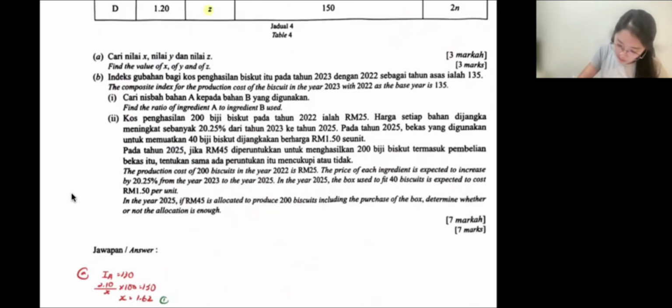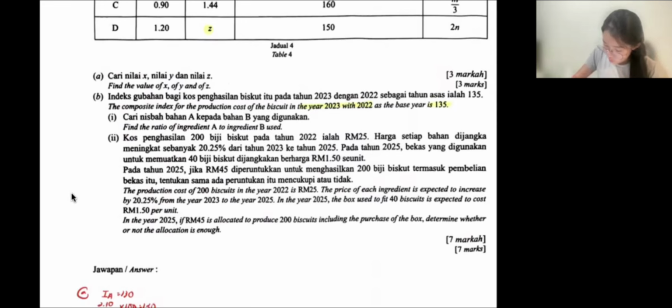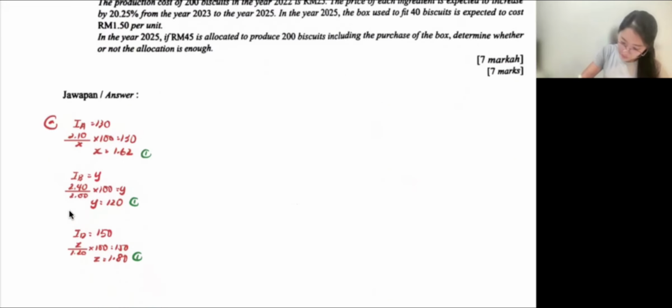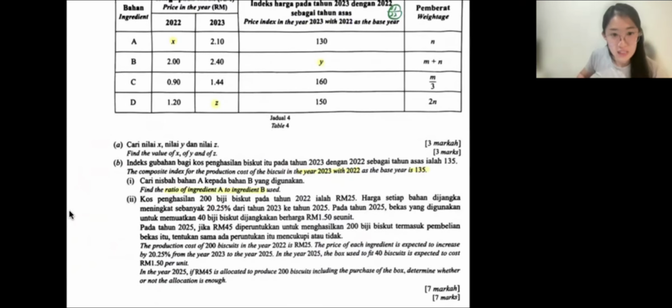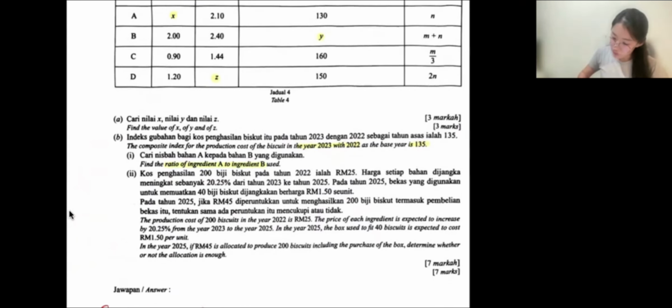Then B. The composite index for the production cost of the biscuits in the year 2023 with 2022 as the base year is 135. Find the ratio of ingredient A to ingredient B used. Okay, so let's go. Composite index 2023 based on 2022 is given to you, 135. You have to take all the price indices, multiply with the weightage, divide by total weightage. So the first one, 130 times n.